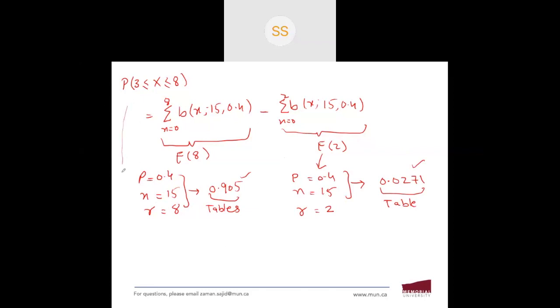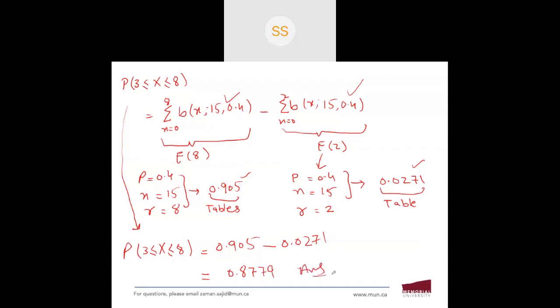So coming back to this one here, P(3 ≤ X ≤ 8) will be equal to this term, which is 0.905, minus this term, which is 0.0271, and your answer turns out to be 0.8779. That's your answer. This is how you use binomial distributions.